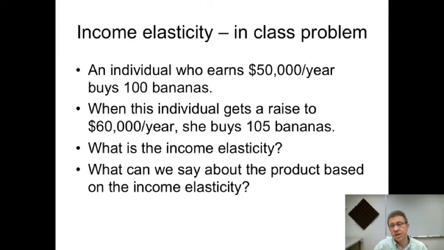Let's take an individual who earns $50,000 per year and they buy 100 bananas. The individual gets a raise to $60,000 per year. She buys 105 bananas with $60,000 a year income. What is the income elasticity, and what can we say about the product based on the income elasticity? Go ahead and pause, work through this yourself, and then we will work through it together.